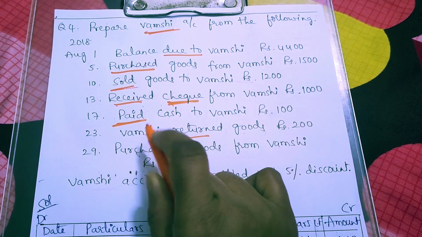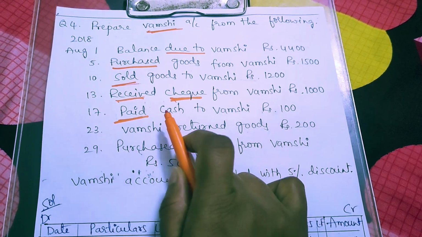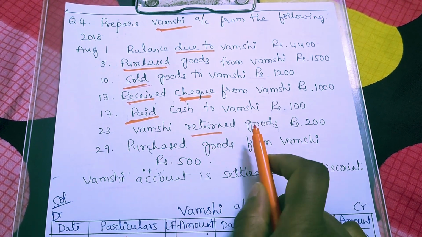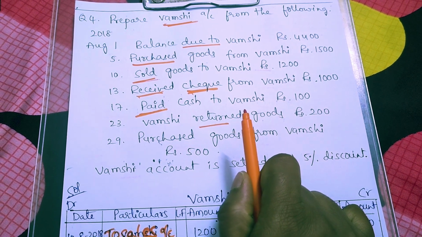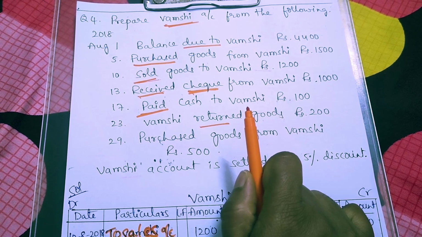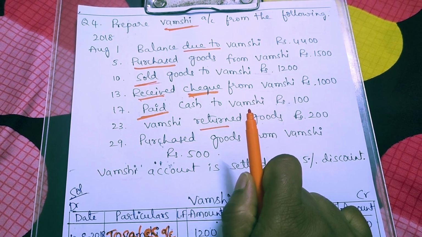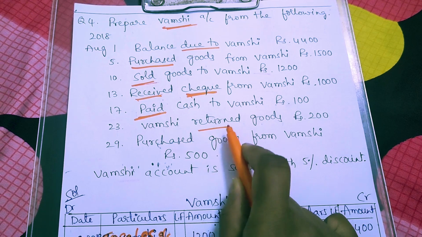Okay. So if we analyze the transaction in that way also we can understand. Vamshi returned goods. So Vamshi is returning goods to business. That is the meaning of that. When Vamshi returns goods, actually if business already sold, so it is sales returns. Okay, this is sales returns.